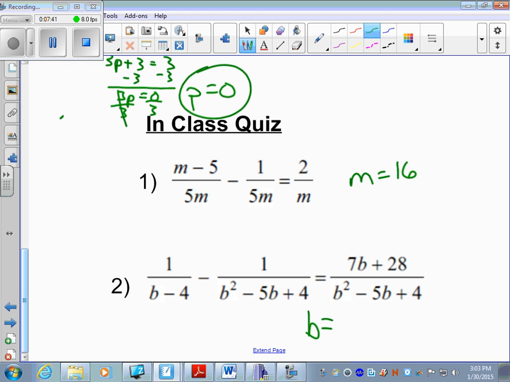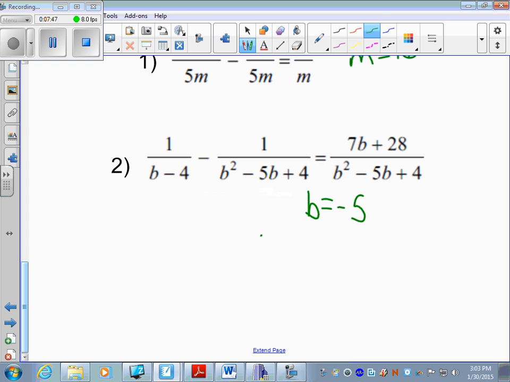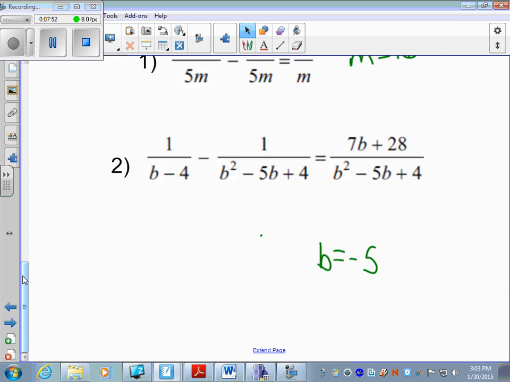Again, in this problem you're going to have to factor the denominator. And I'll tell you right now, the denominator, b squared minus 5b plus 4, factors into b minus 4 and b minus 1. I know a lot of you don't have calculators at home, so that should help you. Once you have those factors, you should be able to solve the problem, no issues. Hopefully you understand this and come to class and do well.